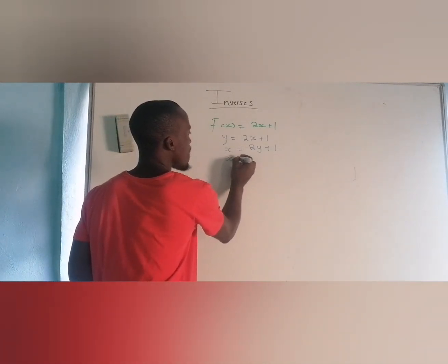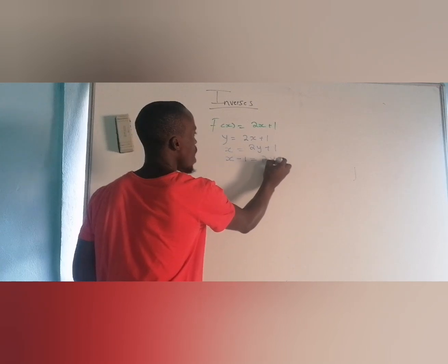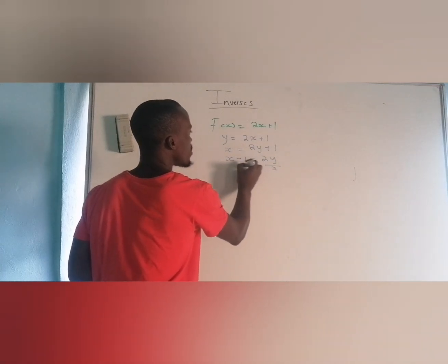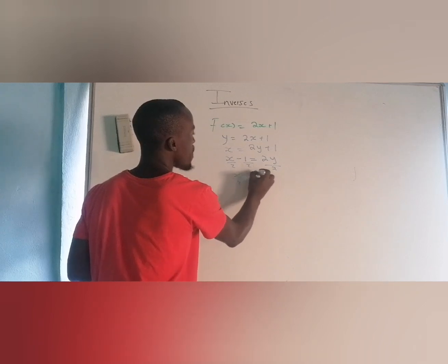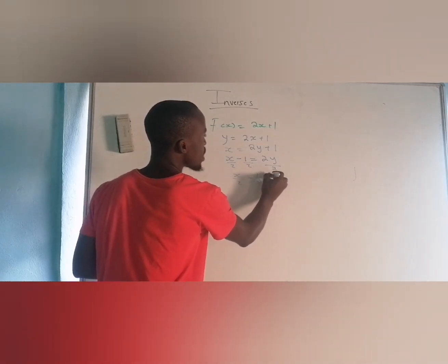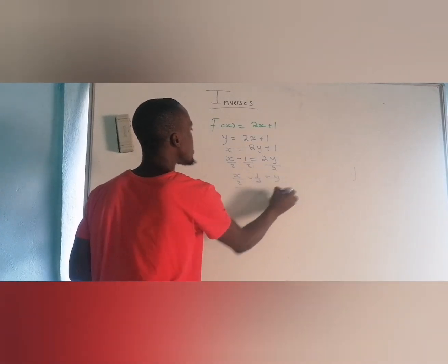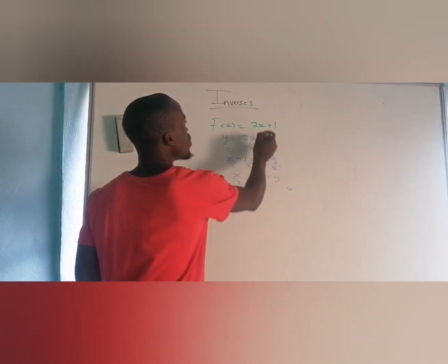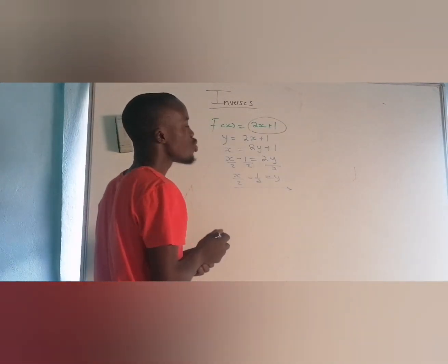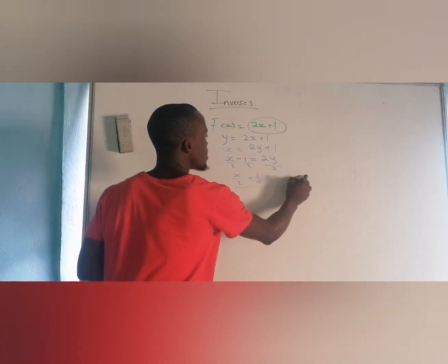Therefore, x minus 1 equals 2y. Divide everything by 2, then you will have x over 2 minus half equals y. So this is the inverse. If you don't want to write it like this, since you know that it's a one-to-one function, you can write it in this format.